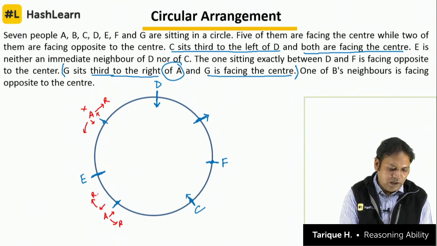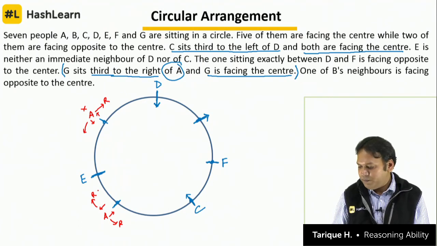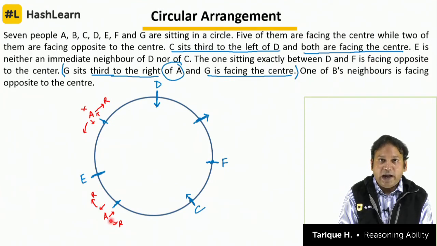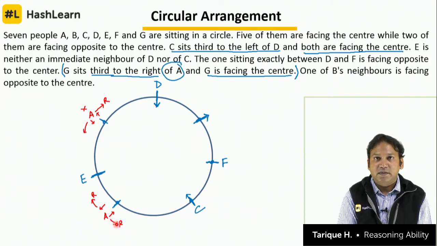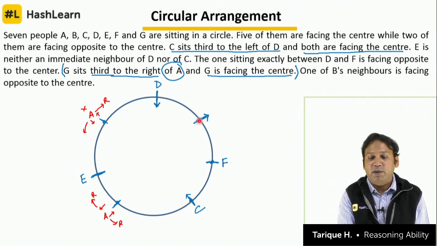right can be in the clockwise or anti-clockwise direction, correct? Both options are open. So if we see right in the anti-clockwise direction, okay, so we have first right, second right, third right. Very good. This place is empty, but what is the problem? The problem is G is facing the center and this person is facing away from the center.